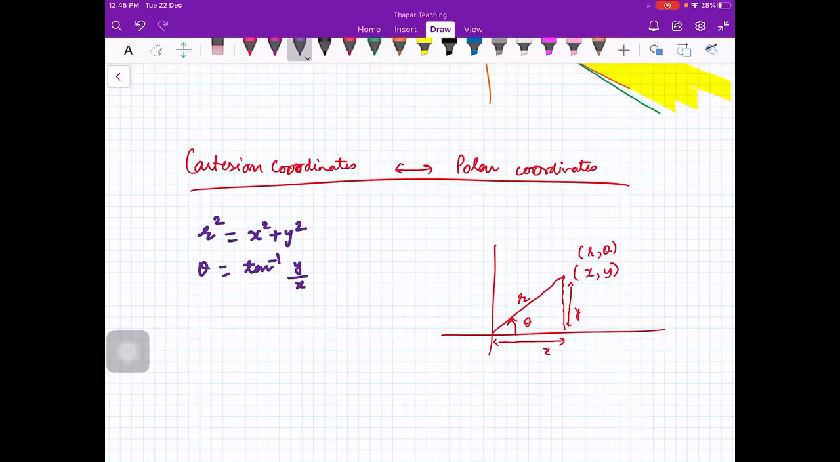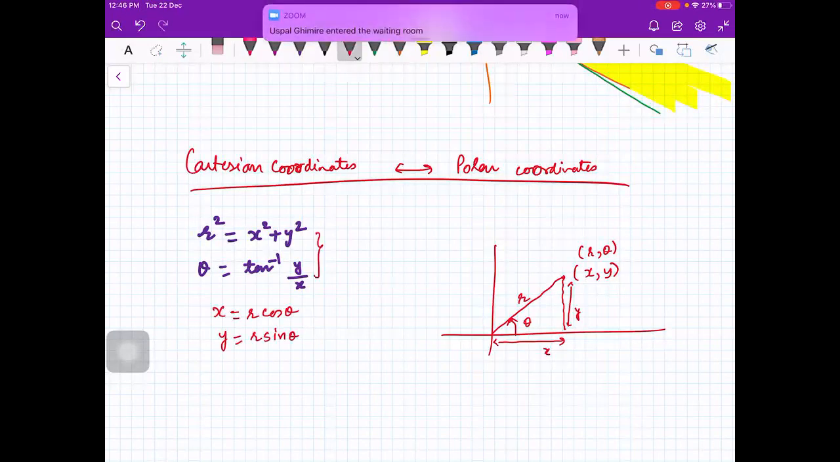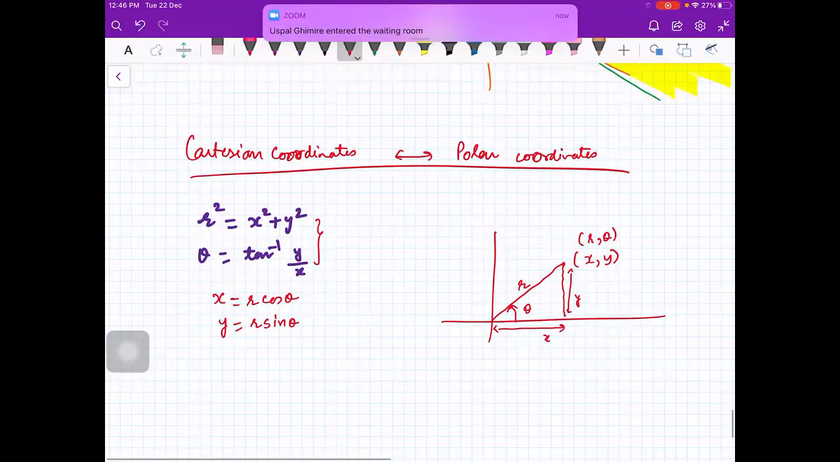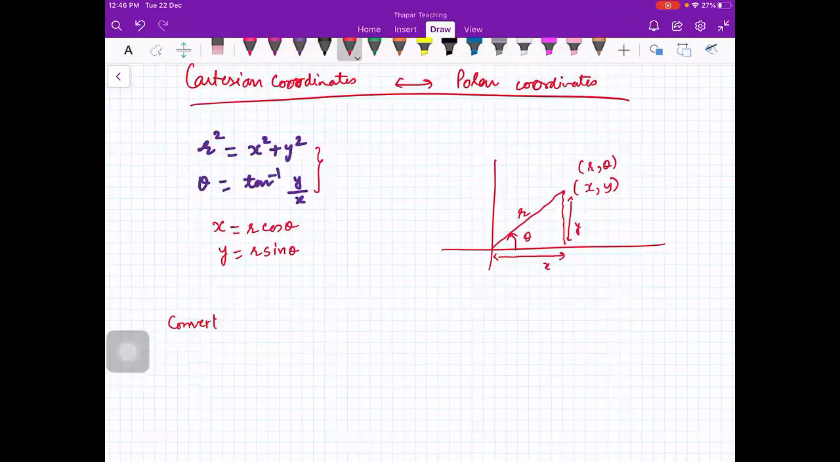Okay, and x in terms of r and theta: x is r cos theta and y is r sin theta, right? So you can use these relations. There are some precautions for using these relations, but because we don't need it as of now, I will not go into the details. For example, I'll take a simple example: convert this equation x square plus (y minus 3) square is equal to 9 into polar coordinates.